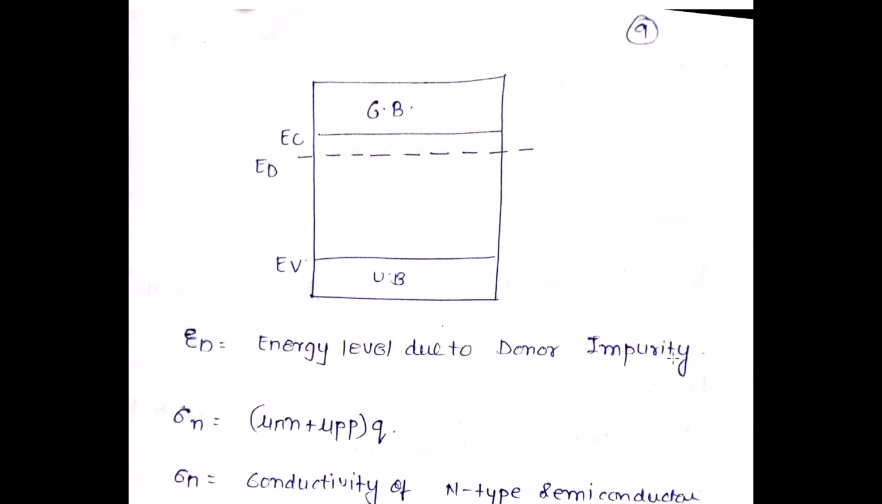I hope I am very clear. The ED energy level is because of the donor impurity. You always had EC, you always had EV, but because of the doping that happens, because of the impurity, we have something called ED.